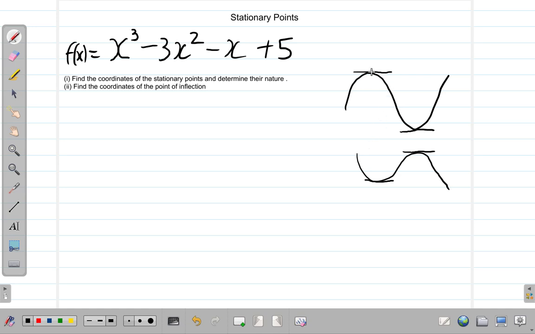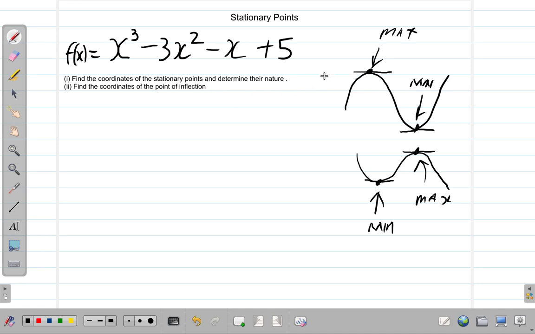So we're going to find out where these stationary points are located and the nature. This one would be a maximum point. This one would be a minimum point. Or if it's like this, you'd have the minimum point here and the maximum point here.